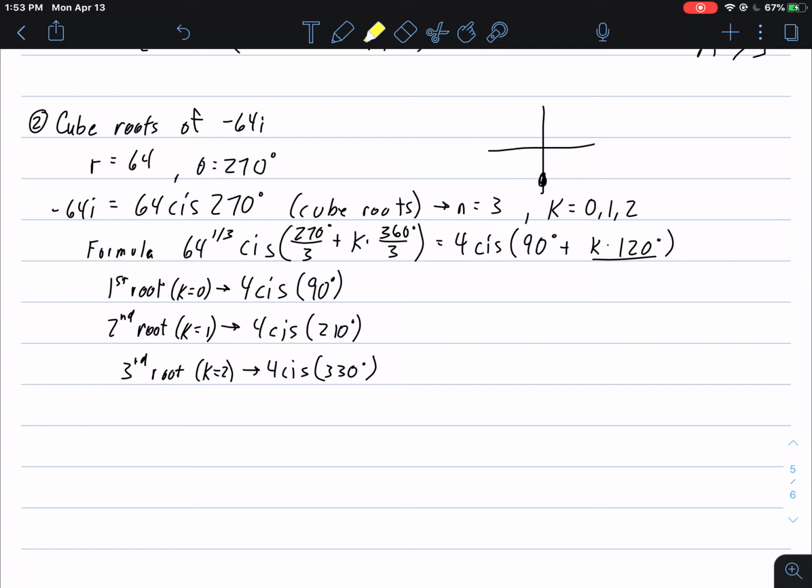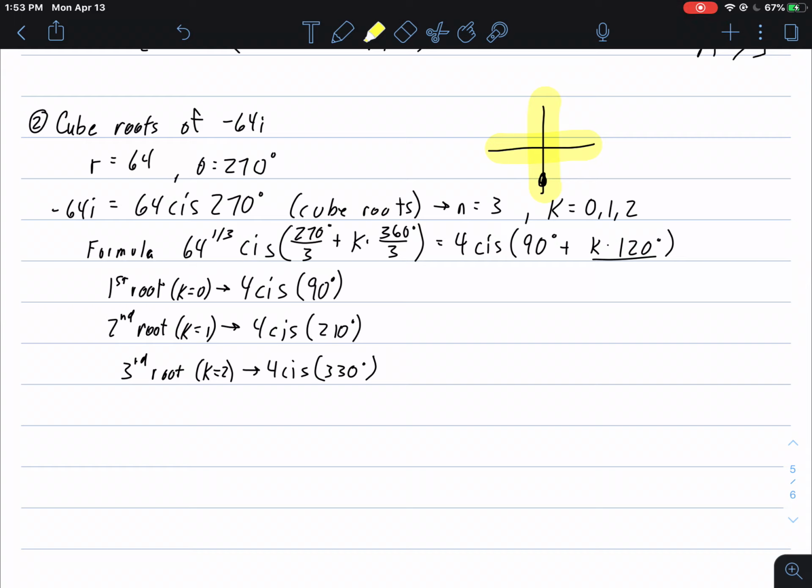Number 2, we're looking for the cube roots of negative 64i. That at least makes it a little bit easier to find r and theta, because when we talked earlier about the purely imaginary number, negative 64i is purely imaginary. So if we were to plot that in the complex plane, it would be plotted on the negative imaginary axis. So r, which is the absolute value of that number, is always positive. Distance from the origin would be 64, so r is 64. Theta is 270 degrees, right down there on the negative imaginary axis.